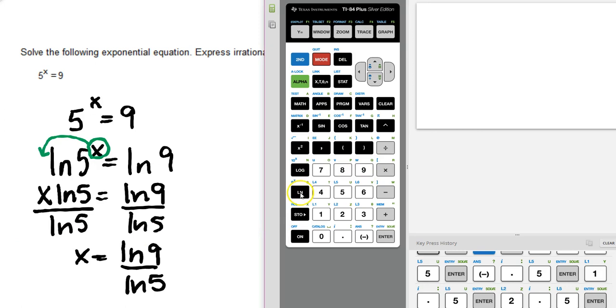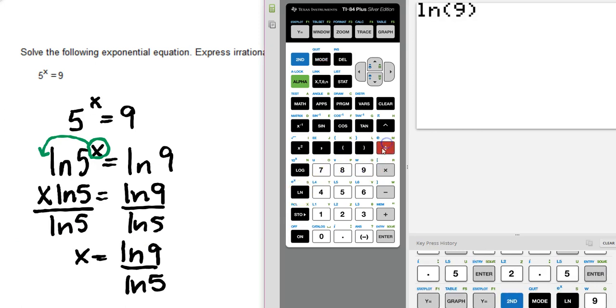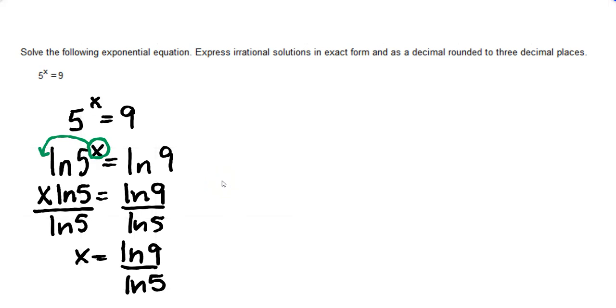So in the calculator, I'll use natural log of 9 divided by natural log of 5. And we want to round to 3 decimal places, so that's approximately 1.365.